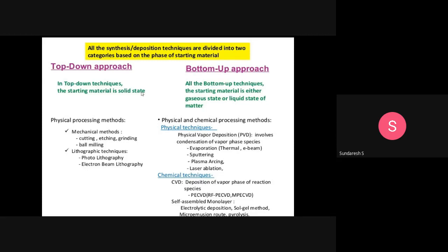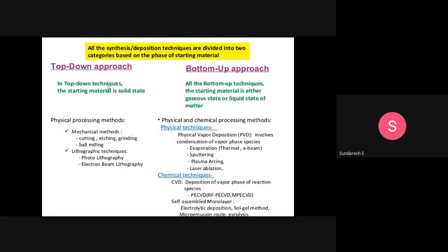That's what we talked about in the previous slide. It is a bulk material which can be sliced successively or cut successively to get nanoparticles. So therefore, the initial starting material for obtaining the nanomaterial by top-down approach will always be a solid state. Whereas in the case of bottom-up approach techniques, the starting material is either a gaseous state or a liquid state of matter. Okay.